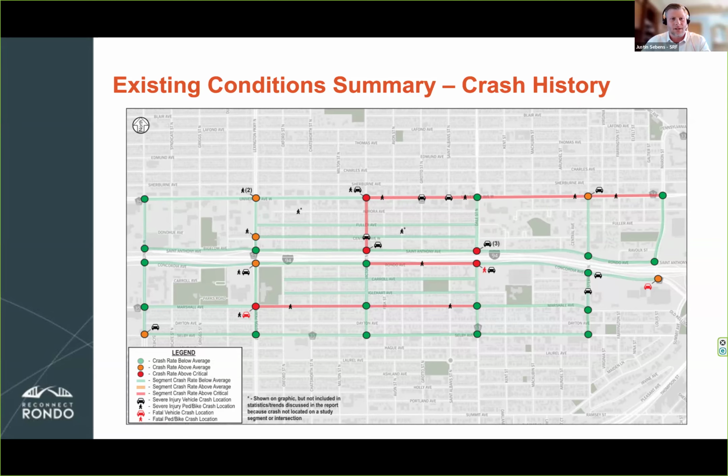And one thing that you'll notice is that a lot of our crashes, or issues where we have those statistically significant issues, are really kind of bound within the core of the Rondo neighborhood area and around where that land bridge is proposed. One other thing to note on this slide, anywhere where you see kind of a red car symbol or a red pedestrian symbol, those are locations where we had fatal vehicle crashes or fatal ped bike crashes. So again, just want to make sure that we're drawing our attention to those areas.